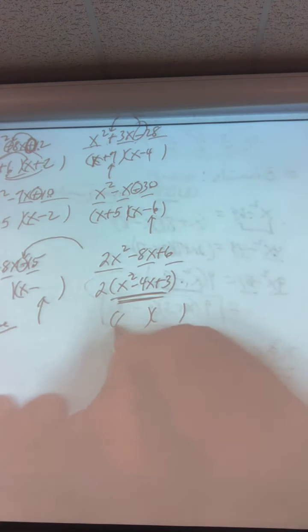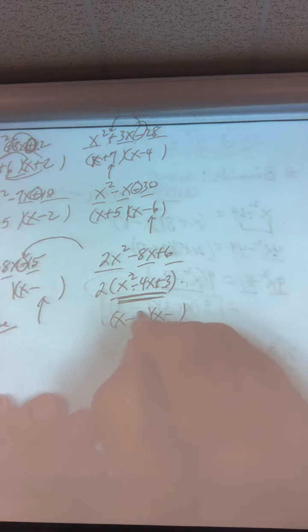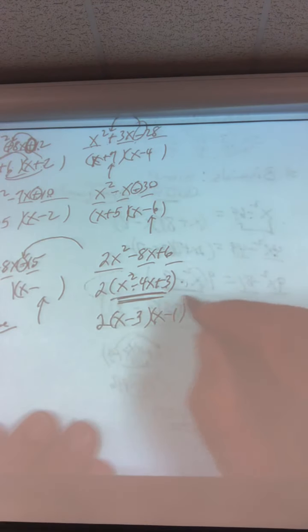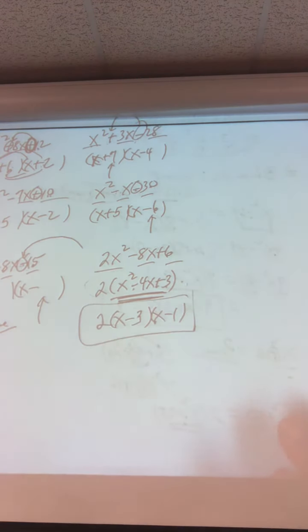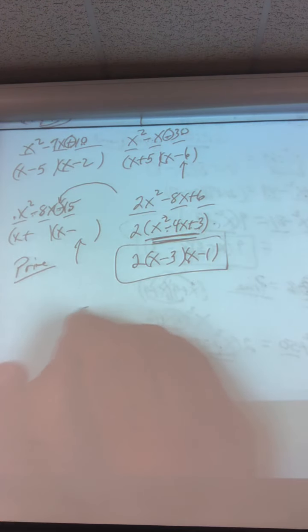X squared breaks up x times x. Signs are the same, both negative. Two numbers, when you multiply, you get 3. But if you add those same two numbers, you get 4. 3 and 1. That's 3 times 1 is 3. 3 plus 1 is 4. And then bring the 2 down, because it's just as much of the answer. Okay?